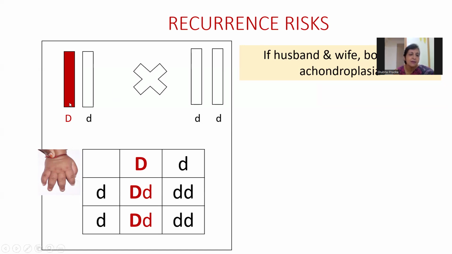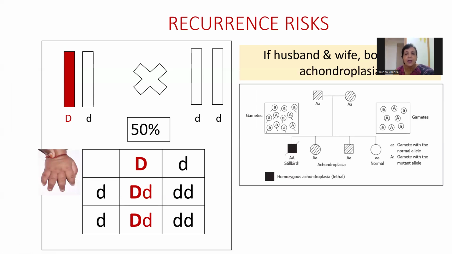partners is affected with the disease and has a capital D, the mutated copy of the gene, then 50% of his or her offspring can have that particular mutated copy of the gene and can have the disease, or a child again with achondroplasia.